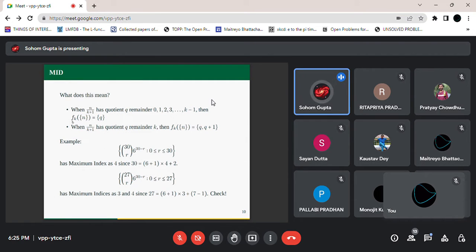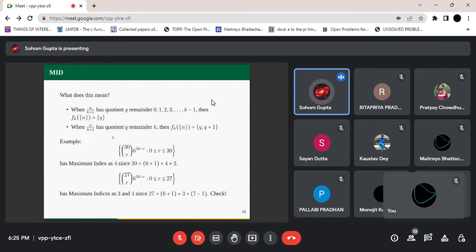Then we have the MID of this set n. And what is this set n? It's basically the binomial sequence nCr, where n is fixed. So f_k of this set n would be q. And what is q? q is just the quotient when n is divided by k plus 1.